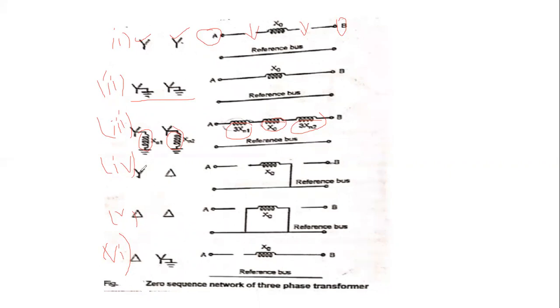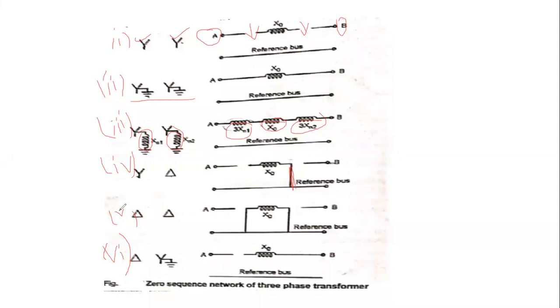Next we are considering star delta with ungrounded. Star means there is no grounding, so we are considering it as an open circuit. No ground means open. A will be open, and the reactance is X naught, and the secondary is connected in delta. Delta is represented like this, and there is no grounding. That's why we are considering it as open.